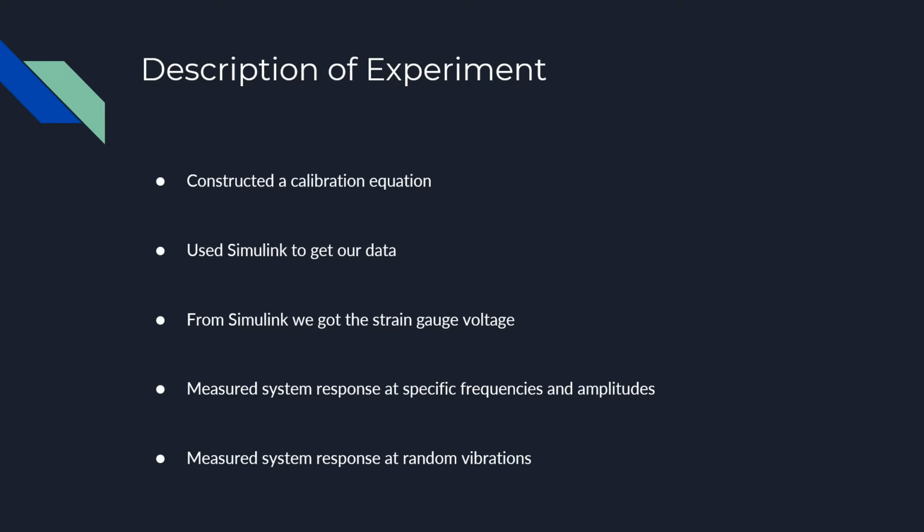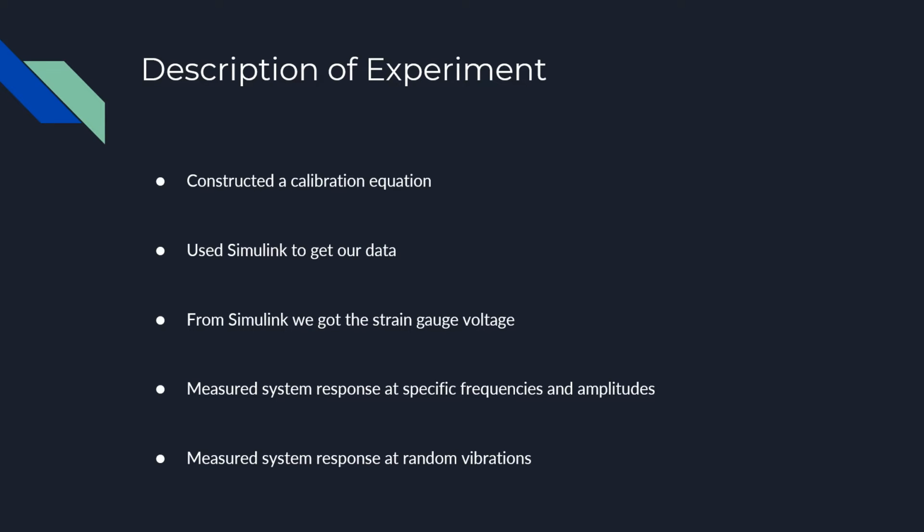For the procedure of this experiment, we first measured the strain gauge voltage at 5 different deflections of the beam to construct a calibration equation for the beam deflection. We used Simulink to measure the voltages in this experiment. We then measured the system response at specific frequencies and amplitudes. We applied the sinusoidal forcing method to this part in order to obtain the values of the phase angle and amplitude ratios. After that, we measured the response at random vibrations.